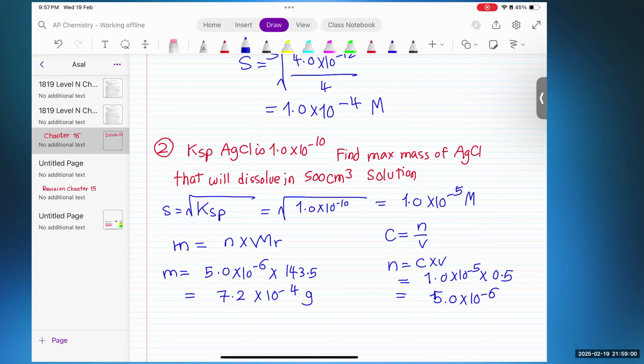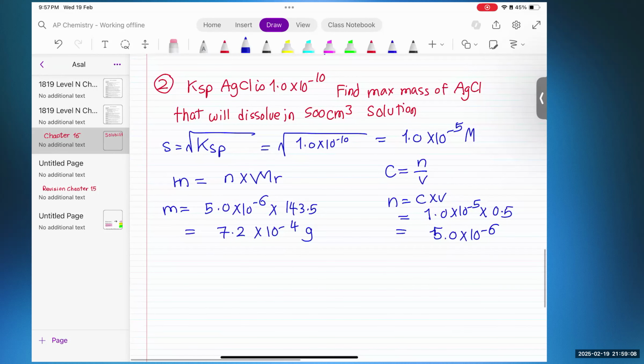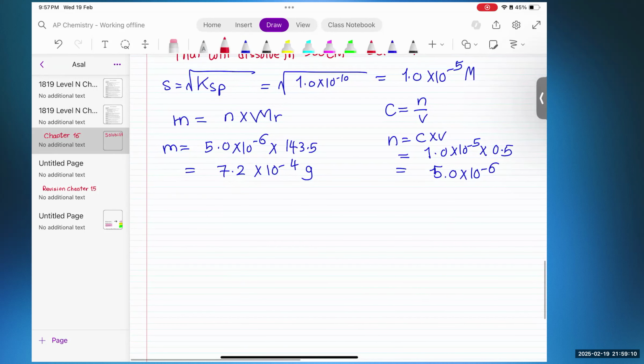Okay, so simply it is the same thing. You just took the equation and tried to find something else, but the basic idea that it's trying to teach me is the same. Type number 3, KSP of lead sulfate. I can simply see that lead sulfate the ratio is also 1 to 1. So its KSP of lead sulfate is 1 multiplied 10 to the power of negative 8.